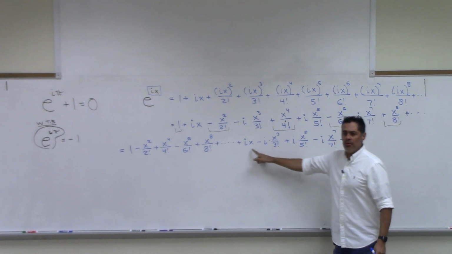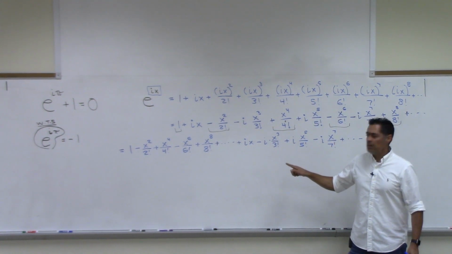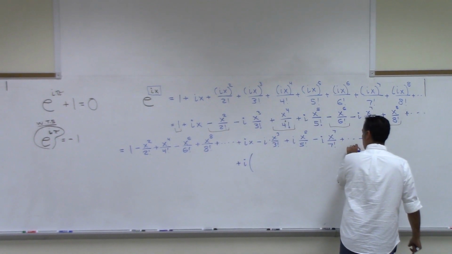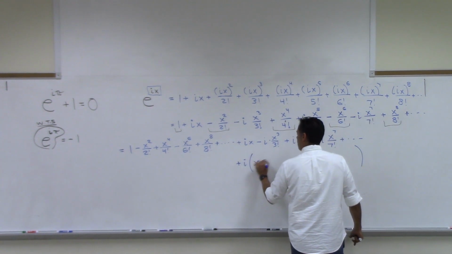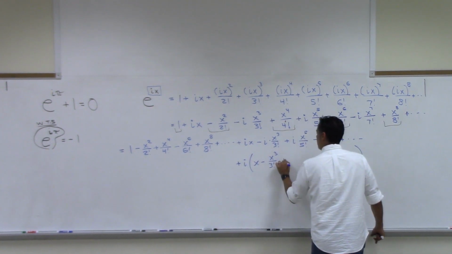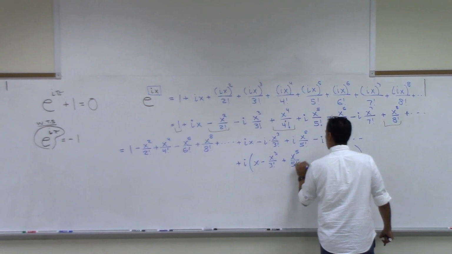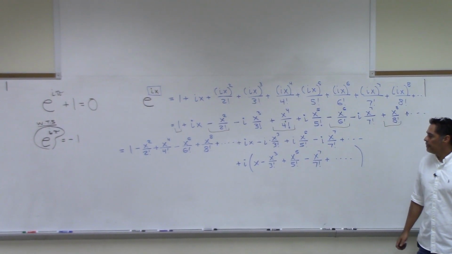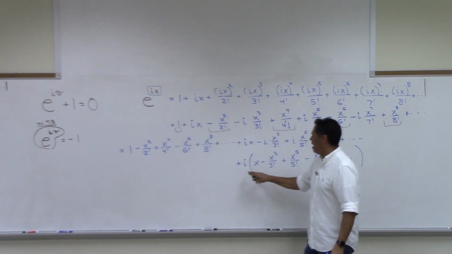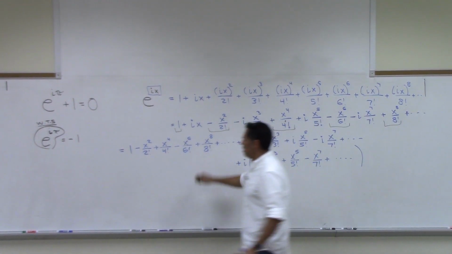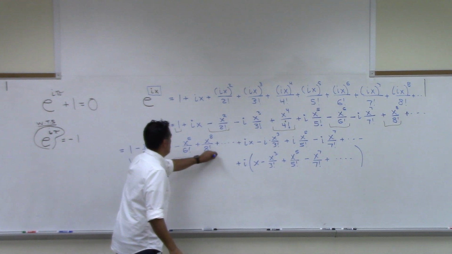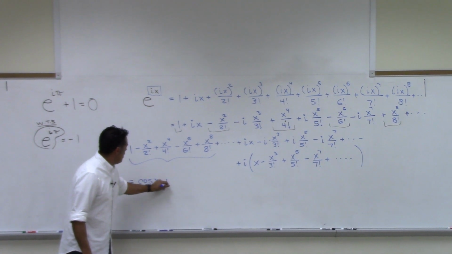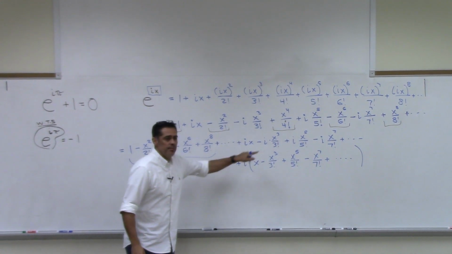All of these have an i in them, don't they? So I can factor an i out. These I'm just going to leave. So plus i factored out of these would be x minus x cubed over 3 factorial plus x to the 5th over 5 factorial minus x to the 7th over 7 factorial plus dot, dot, dot forever. So it's this plus i times that. And this right here is cosine x plus i times sine x.